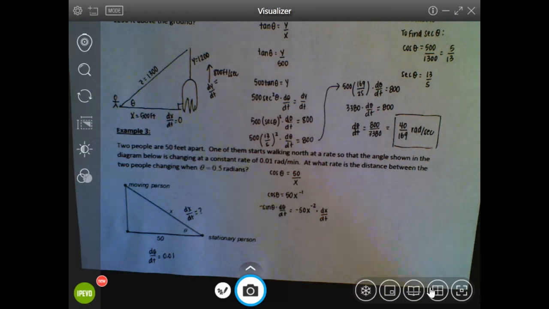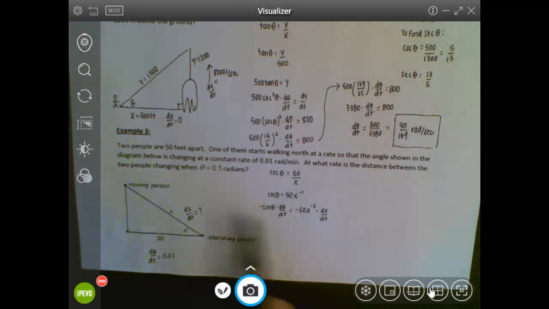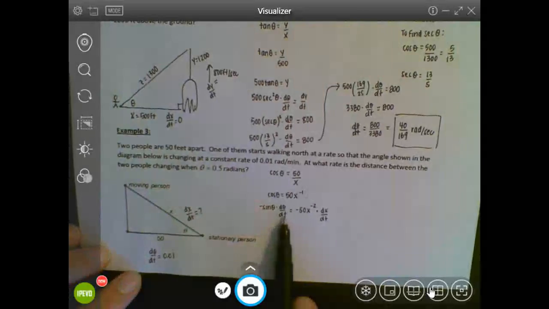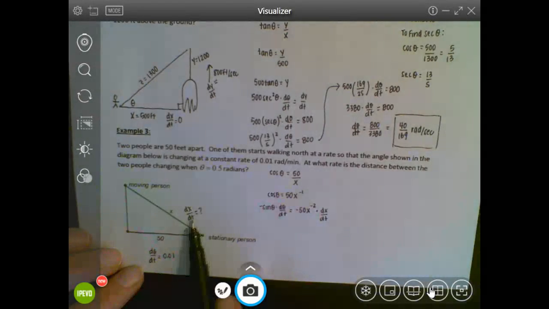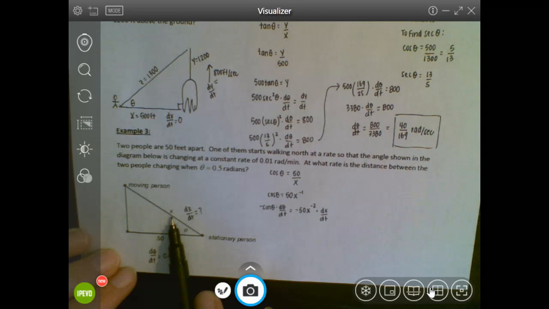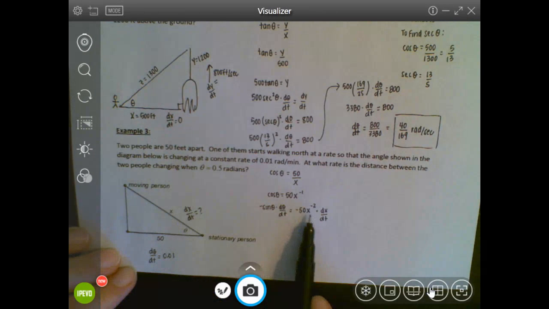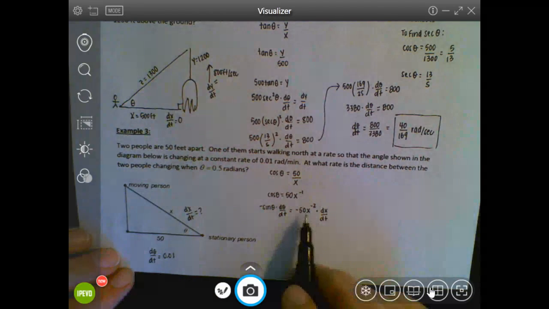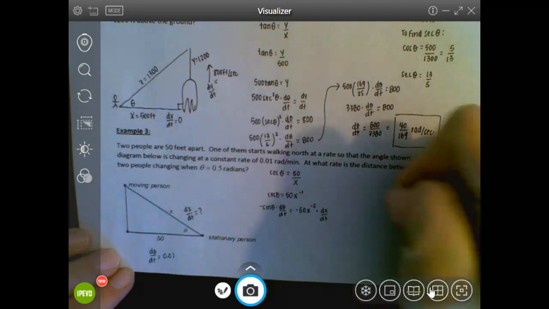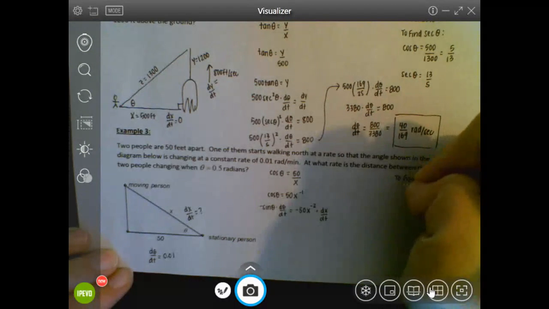All right, so if we think about what we have, we know we have a theta, so we could fill in the 0.5. We know we have a d theta dt, we can fill in over here. The problem lies over here. We know we're looking for dx dt, but we also don't have this x value to be able to use over here. So we're going to need to figure this out using some trig.